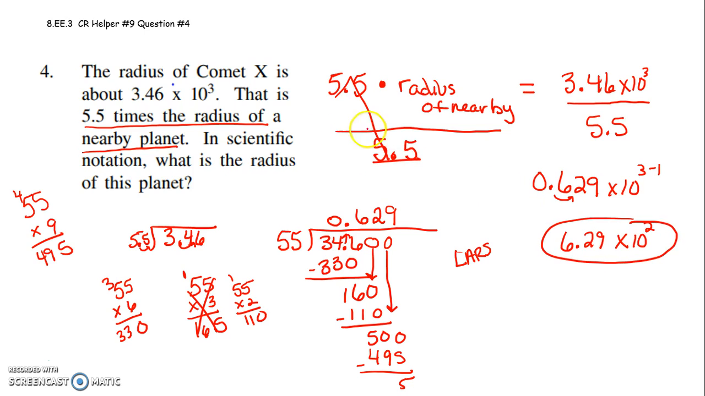All right. So you just take your given value, divide it by how many times the nearby planet is, and you'll come up with your answer, and then just put it back into scientific notation. Hope that helps.